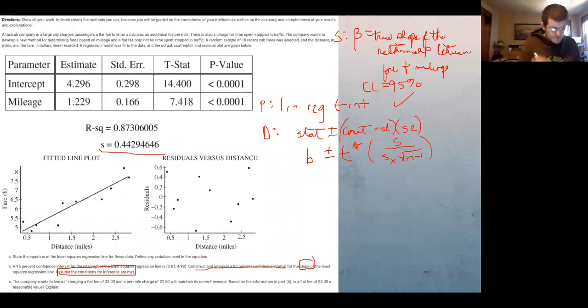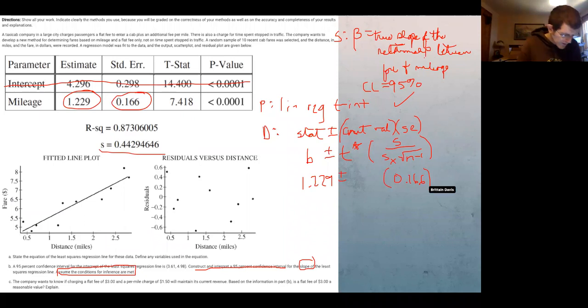And as we've seen a few times, that doesn't matter because they already give us the standard error right here. We can forget about the intercept at this point. So now I can just substitute in 1.229 plus or minus 0.166. And the T star, well, it was 10 recent cab fares. So N equals 10. My degrees of freedom is going to be 10 minus 2, so 8.